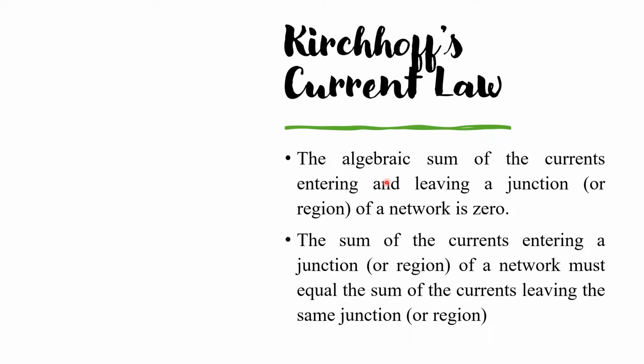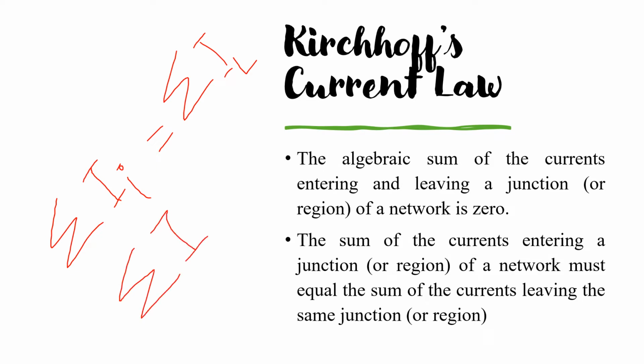Or we can say that the sum of the current entering a junction or region of a network must equal the sum of the current leaving the same junction. You can say that the sum of current entering the node is equal to the sum of current leaving the node. So if we summarize the Kirchhoff current law, we say that the sum of all the current, either leaving the node or entering the node, must be equal to 0. This is basically the Kirchhoff current law.